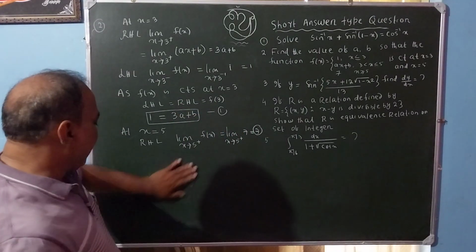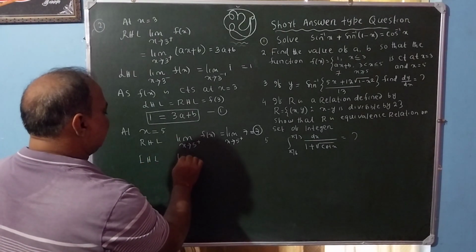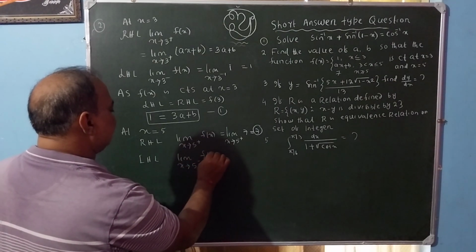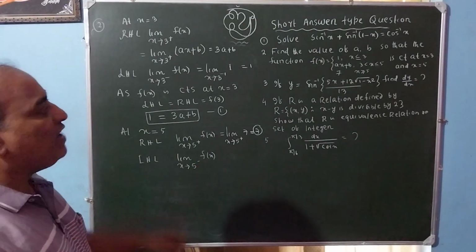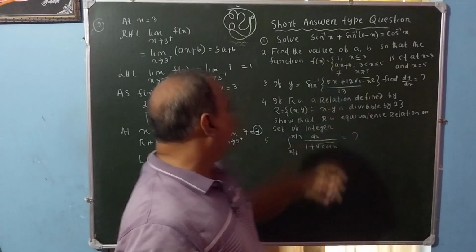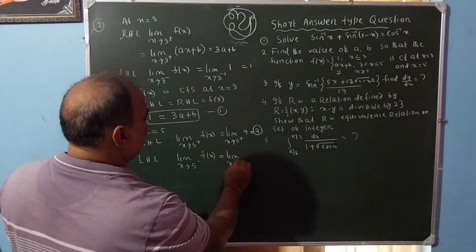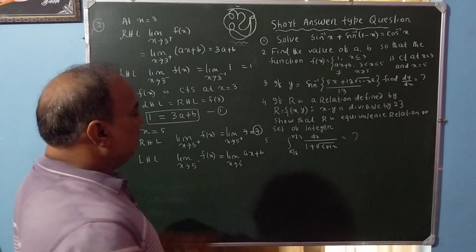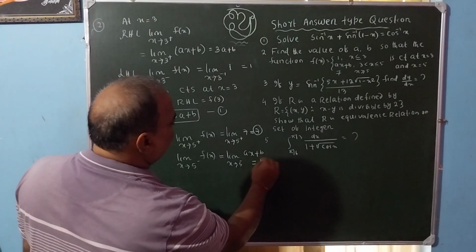Then we have to find out LHL. Limit x tends to 5 minus f of x. X tends to 5 minus means x less than 5. When x is less than 5, the value of f(x) is ax plus b. So write down limit x tends to 5 minus of ax plus b. In place of x, we put 5, so that is 5a plus b.